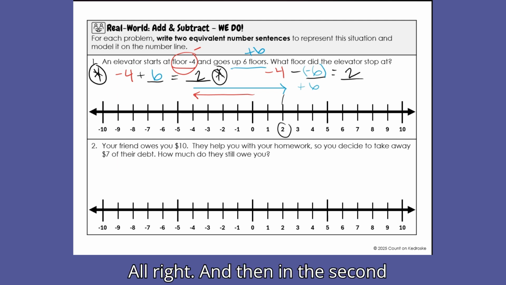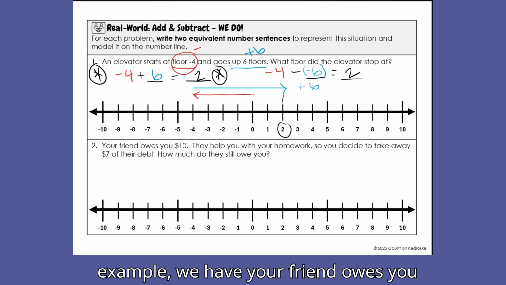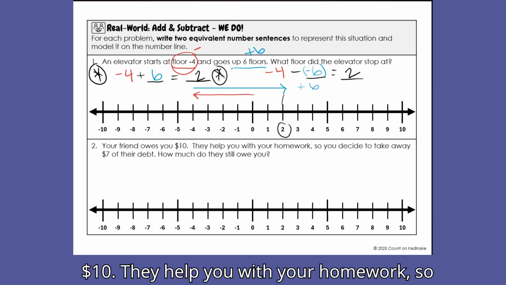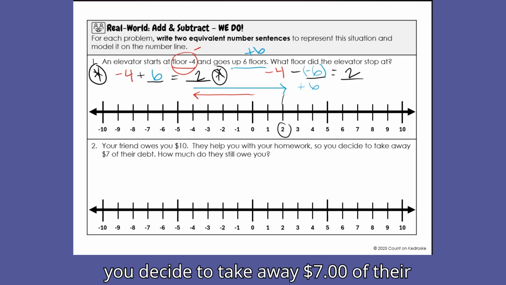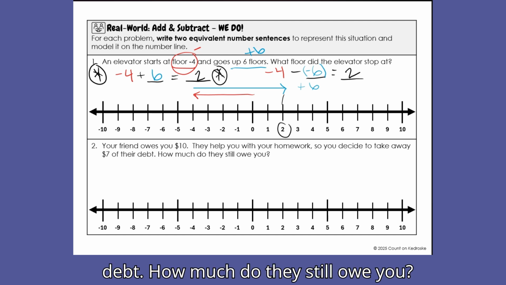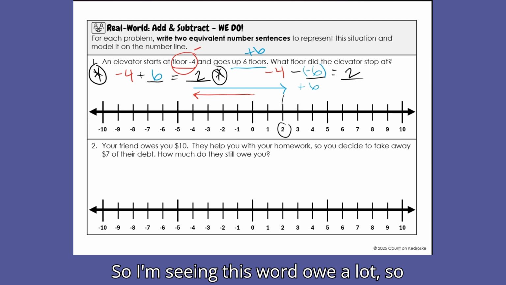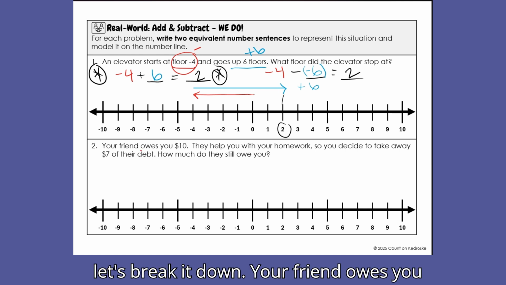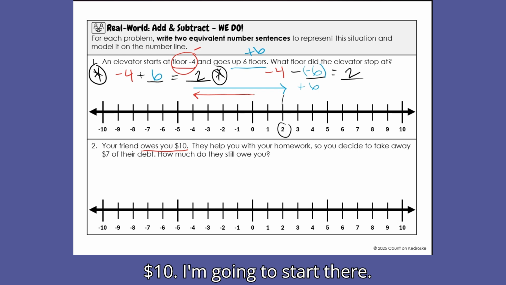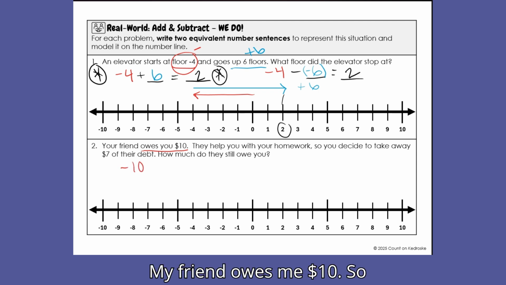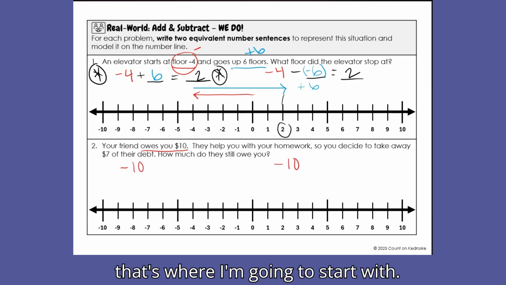All right, and then in the second example, we have your friend owes you $10. They help you with your homework. So you decide to take away $7 of their debt. How much do they still owe you? So I'm seeing this word owe a lot. So let's break it down. Your friend owes you $10. I'm going to start there. My friend owes me $10. So that's where I'm going to start.